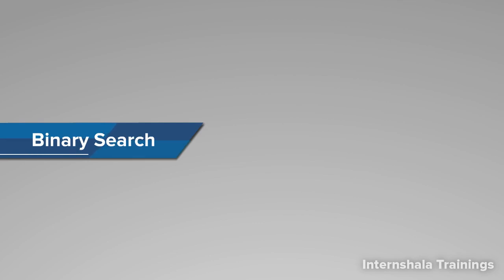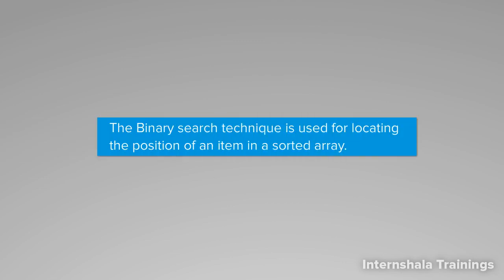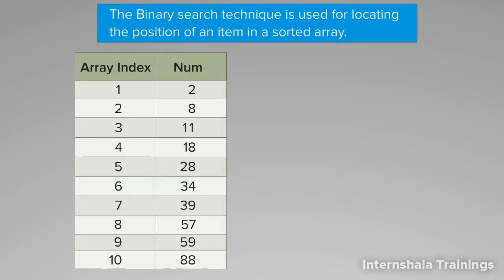To save on time, binary search is very useful. Let's understand this technique. This technique is used for locating the position of an item in a sorted array. Remember, you need a sorted array to use this technique. Let us consider an example to understand this technique.